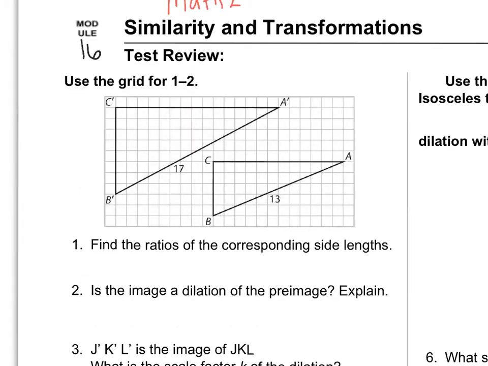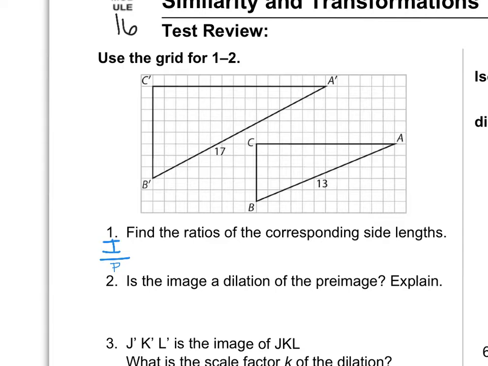Problem number 1. They show us a grid with two triangles, and they're asking us to find the ratio of the corresponding side lengths. In class, you learned that when you do the ratios, it needs to be the image over the pre-image. So I marked the triangles.